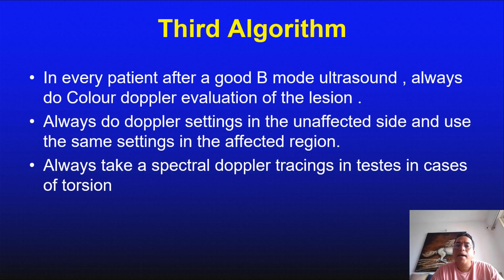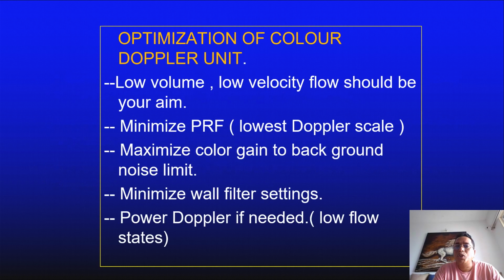One of the very common observations from my side is that we always just see the flow on color and never take a spectrum within the testes. Why this is very, very important is that in many cases of partial or incomplete torsion of the testes, you will see that the color flow is there within the testes, but when you take a spectrum, you will see that the diastolic flow is absent, reduced, or reversed, which is usually seen in cases of incomplete torsion of the testes. Therefore, it's mandatory to take a spectrum in each and every case of color Doppler evaluation of the testes.